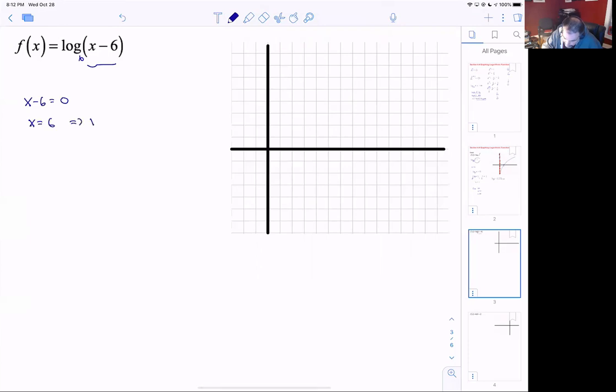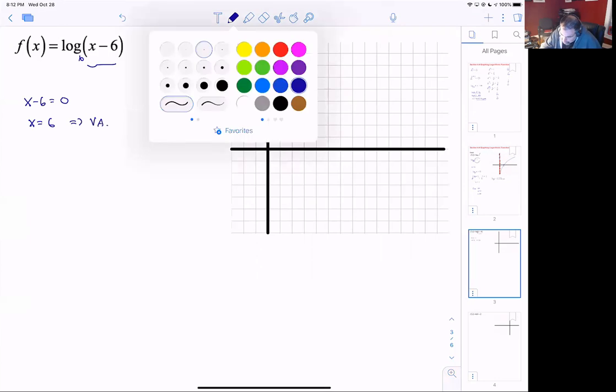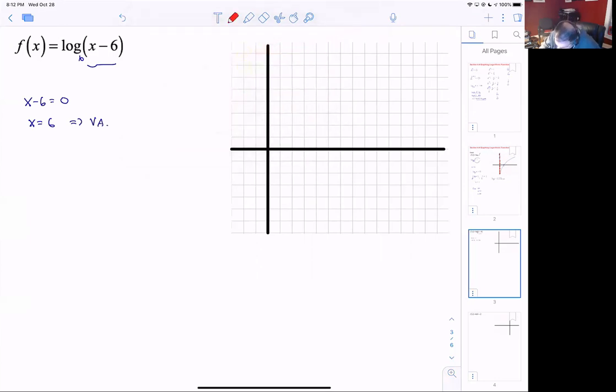So we know we have a vertical asymptote at x equals 6. I'll go and I'll draw that in here. I am going to label this value right here as 6 for our purposes. And we're going to draw a vertical asymptote at that value. Now, with the logarithm, remember, it's not going to approach the top and the bottom. It's going to be one or the other. We're going to need to figure that out.